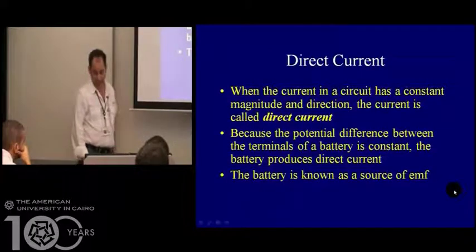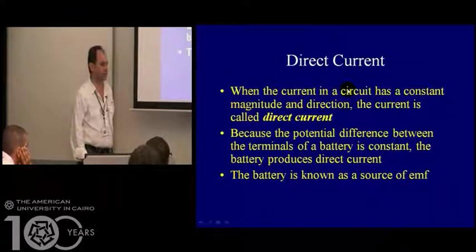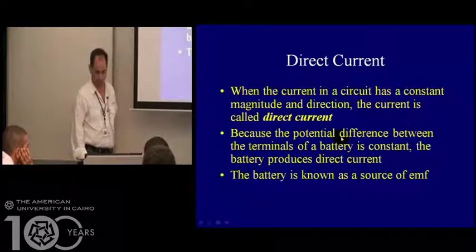DC current stands for direct current, and direct current means that the current is flowing always in one direction, and the magnitude of the current does not change. If the magnitude of the current does not change, and if it's flowing always in one direction, we call that a direct current. Current flows because we have a potential difference. Without a potential difference, we will not be able to have current flowing in a circuit.